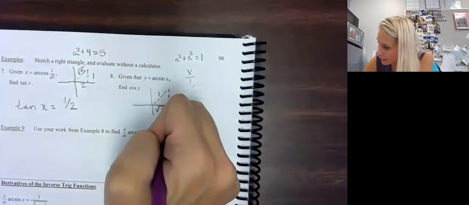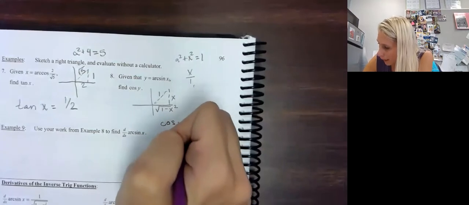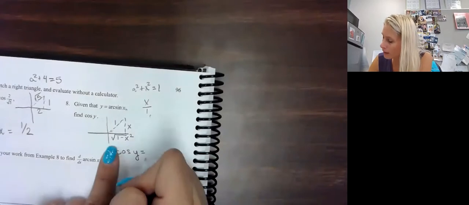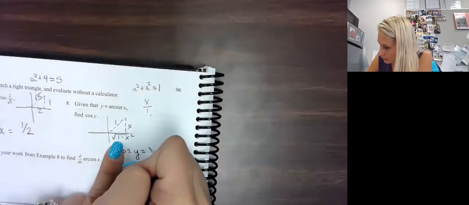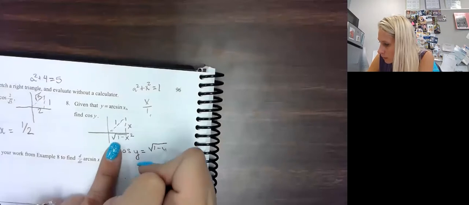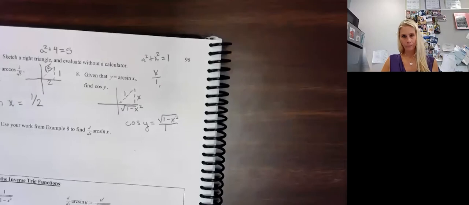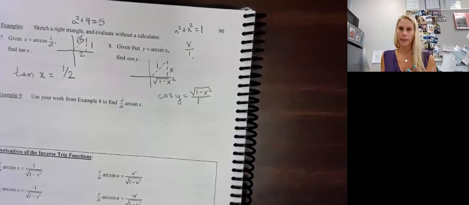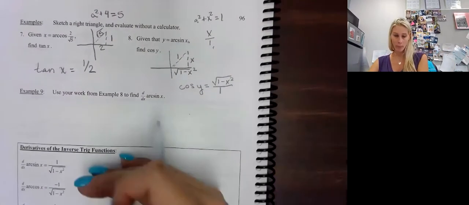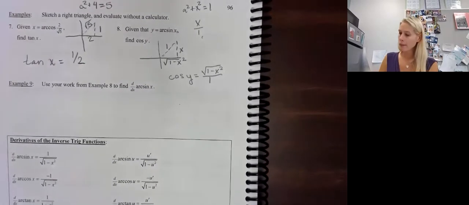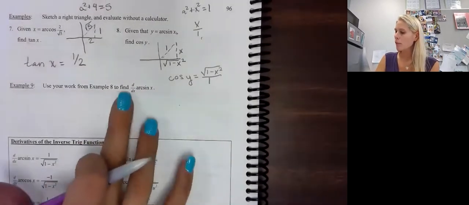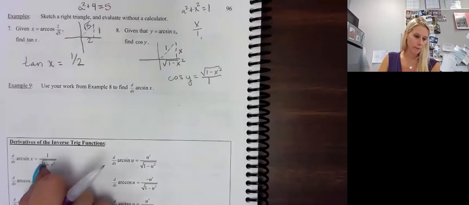So now if we did cosine y, well, cosine is what over what? Cosine is adjacent over hypotenuse. Okay, I know that's where a lot of people in my class last year struggled because they wanted numbers and not variables. But that is actually helping us get to the derivative, because we're going to use our work from example 8 to find the derivative of arc cosine.